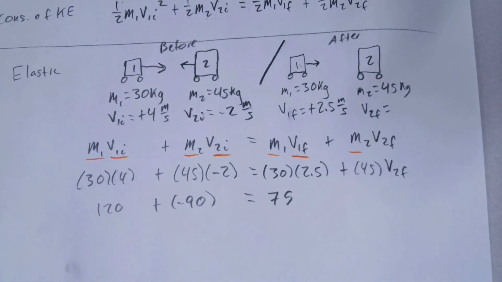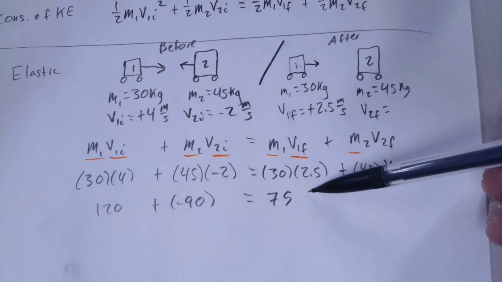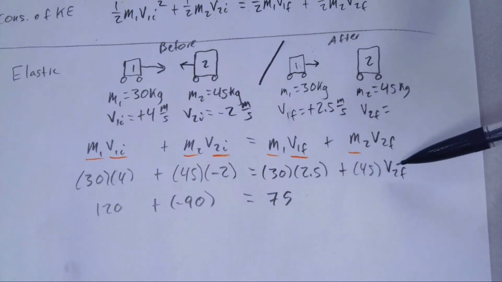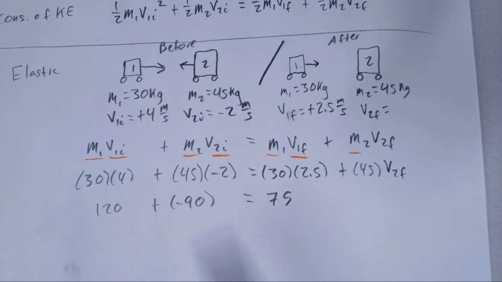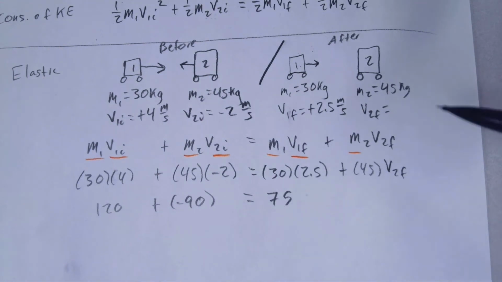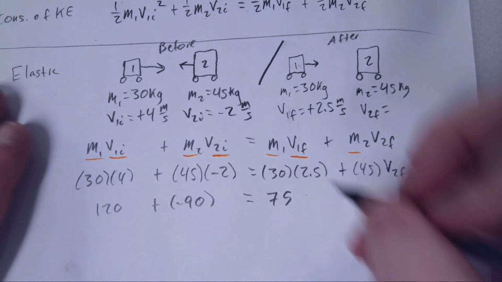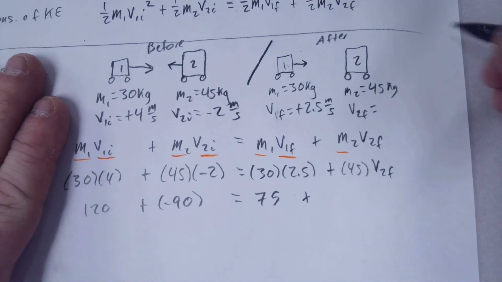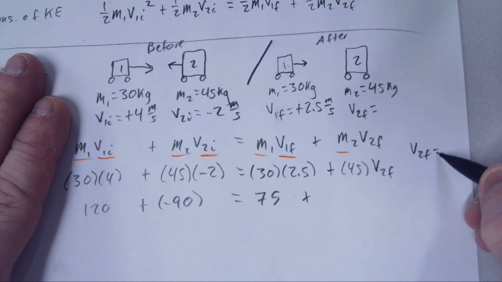If we look at the left side, the total momentum before is 120 plus negative 90, which is 30. That is the total. We already have 75 on the right side, which means what does the momentum have to be for the second mass? If we have a total of positive 30 over here, and we already have positive 75, this has to be what type of number? It has to be a negative momentum. You can't add a positive number to 75 to get 30. So our prediction based on this is that V2F should probably be a negative number.